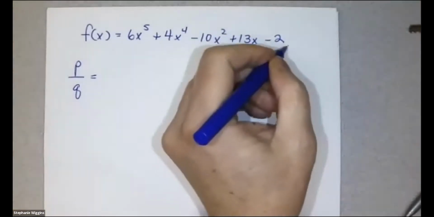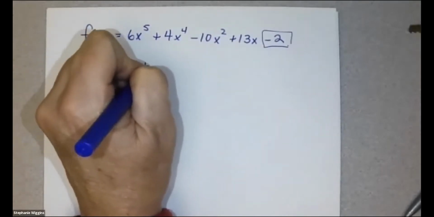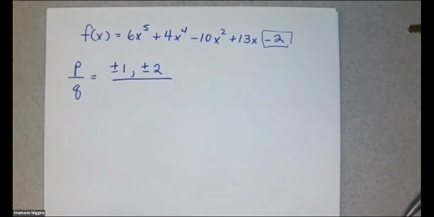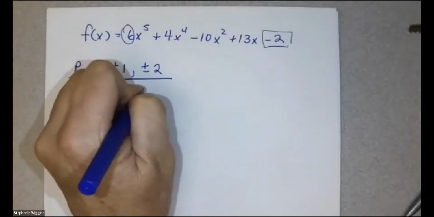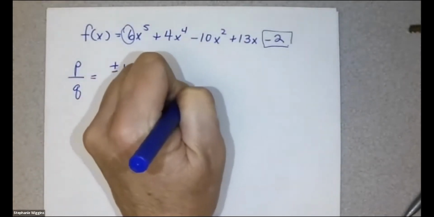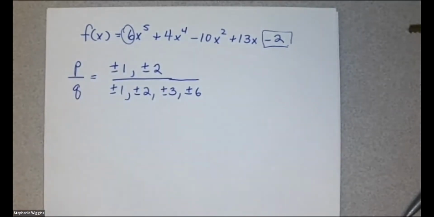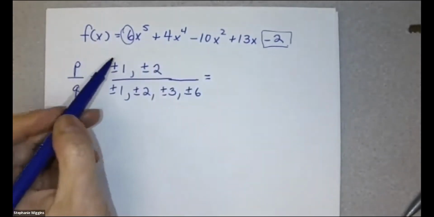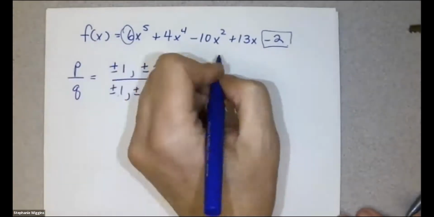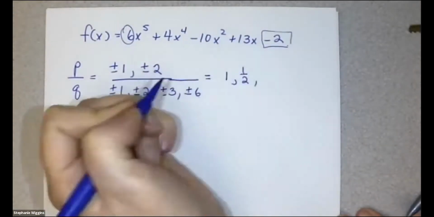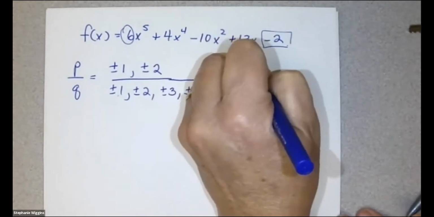Okay, so P, we're looking here at this constant term. The factors of 2 are plus or minus 1, plus or minus 2. And then the leading coefficient is 6. So we have plus or minus 1, plus or minus 2, plus or minus 3, plus or minus 6. These are the possible factors of 6. And then to find all the possible rational zeros, you take 1 over 1, 1 over 2, 1 over 3, 1 over 6. So 1, 1/2, 1/3, 1/6, and those are, of course, plus or minus for all of them.